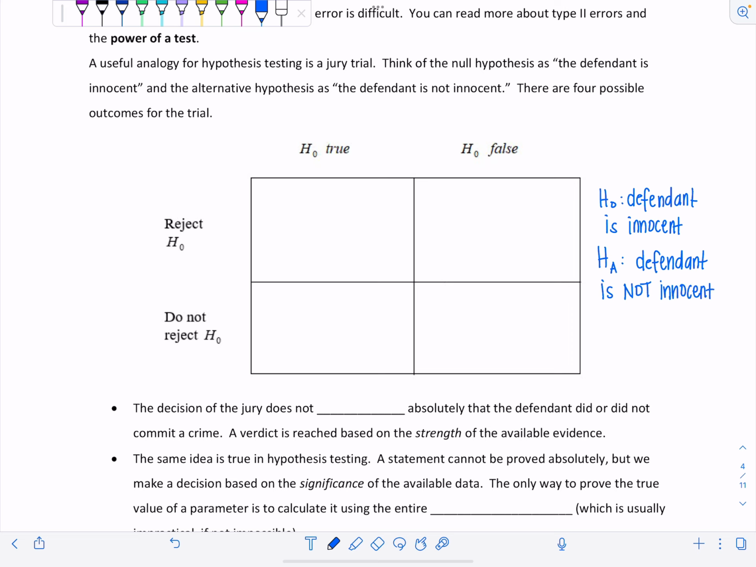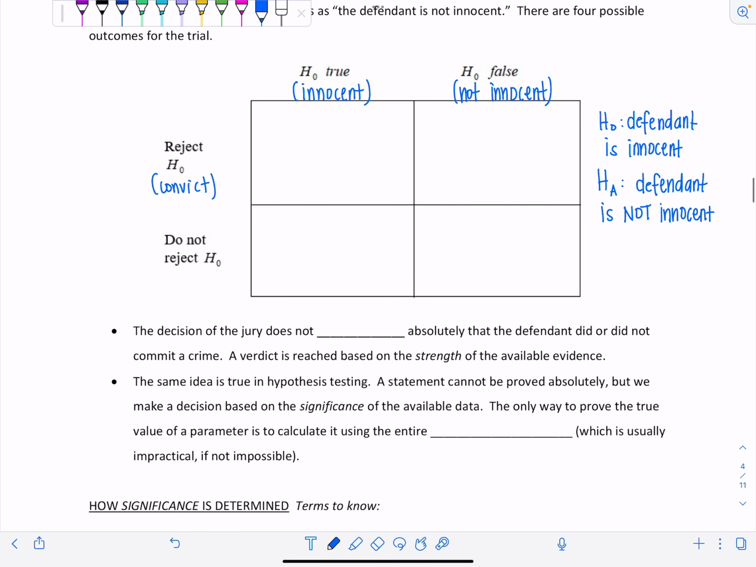This is basically the same chart that we had earlier, but now we're putting a little more of a situation, some context here. If H naught is true, that means the defendant is innocent. And if H naught is false, that means they're not innocent. If you reject H naught, then you're going to convict the defendant. And if you do not reject H naught, then they are acquitted. Pretend you're on the jury.